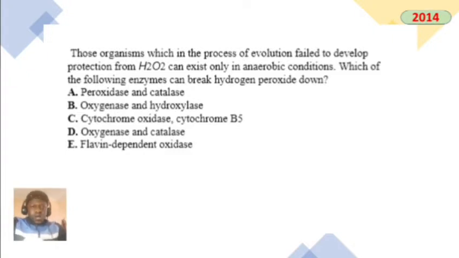Those organisms which in the process of evolution failed to develop protection from hydrogen peroxide can exist only in anaerobic conditions. Which of the following enzymes can break down hydrogen peroxide? Right, so by just checking the answers, peroxide is broken down by peroxidase, right? That's the first one. The other one is catalase, right? So in a simple experiment, if you take your hydrogen peroxide and add a few drops of catalase, you actually see the bubbles, right? So catalase and peroxidase is your answer.